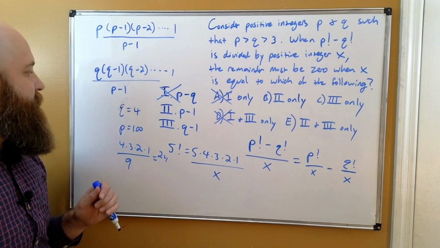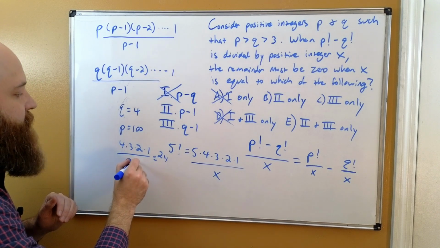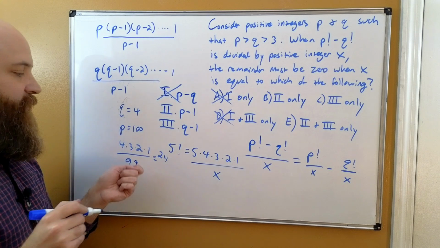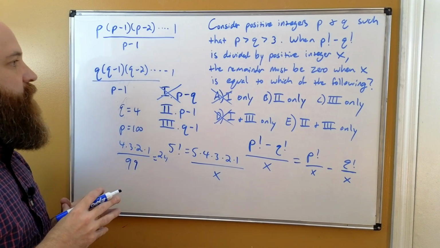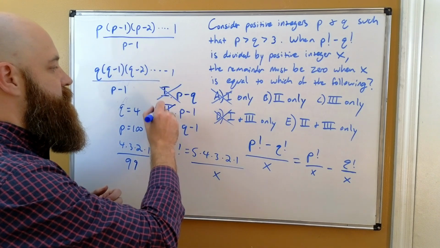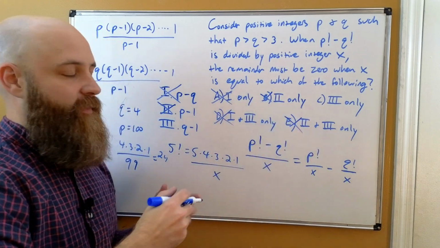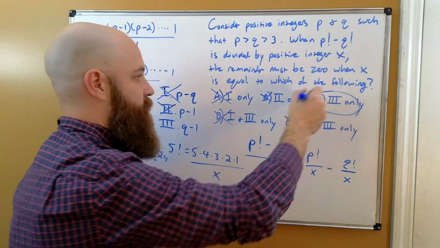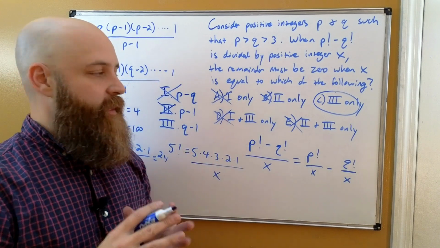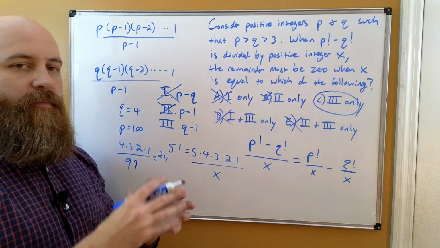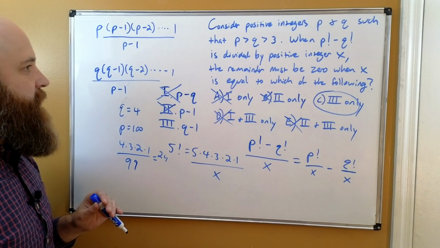So just to revise this expression here, p minus 1 would be 99. That's even worse, right? 99 definitely doesn't go into 24. So statement 2 is out, and along with it, B and E. And look at that, it's got to be C, 3 only. Okay, cool. So just for fun, let's go through statement 3, but we should be pretty confident that we can pick C at that point.